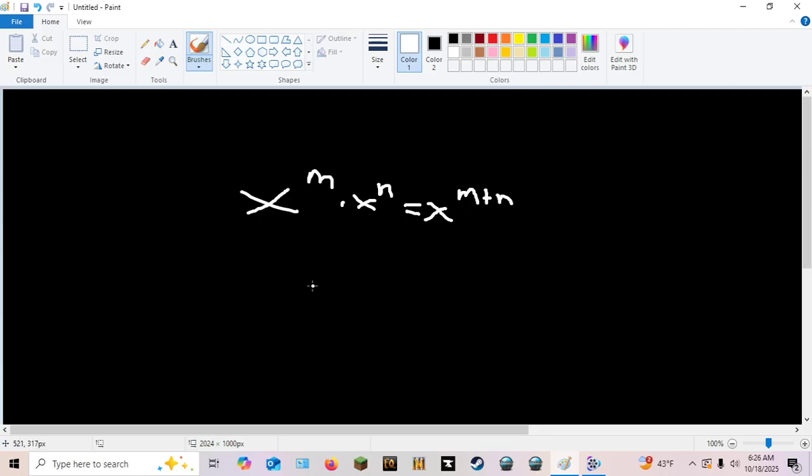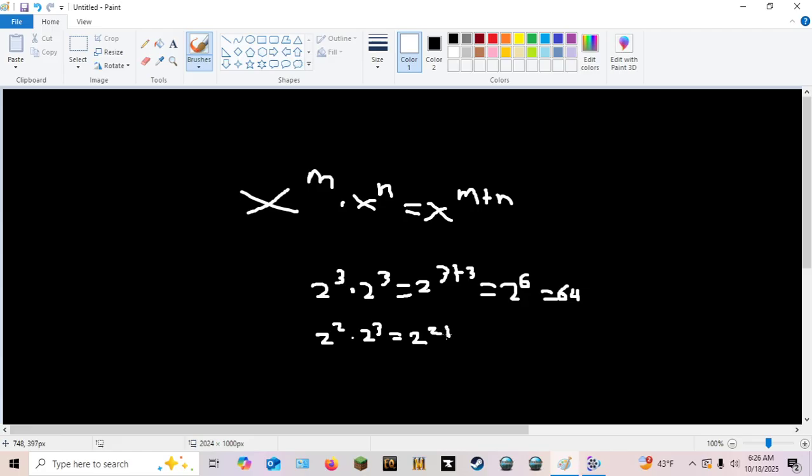Let's go do an example. 2 cubed times 2 cubed. 3 plus 3 equals 6. And then 2 raised to the 6th power equals 64. Okay, so 2 squared times 2 cubed equals 2 raised to 2 plus 3, which equals 2 raised to the 5th power, which equals 32.